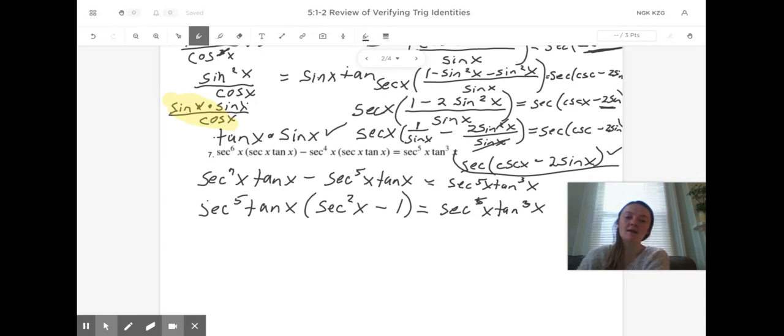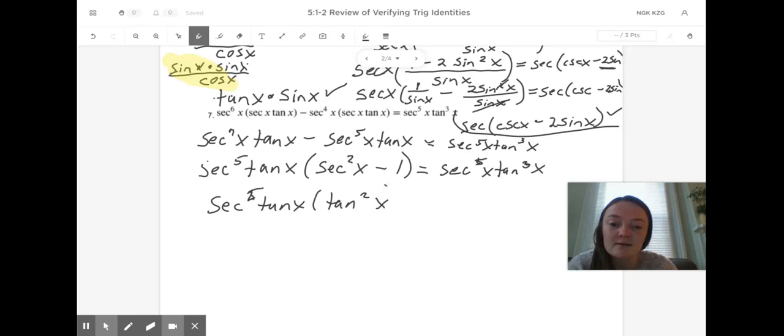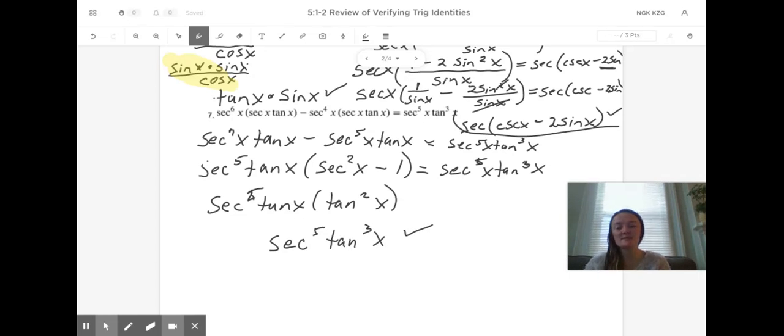Okay. All right, secant squared x minus 1. I hope that rings a bell for us. That's a Pythagorean identity, and you can look it up and do some manipulation. But secant squared x minus 1 is tangent squared x. So let's go ahead and rewrite that. This is secant to the 5th times tangent x times tangent squared x. Well, if I simplify that, that's going to be secant to the 5th times tangent to the 3rd, which is verified. That makes the left side equal to the right side.